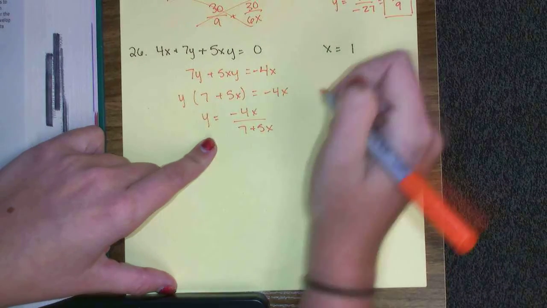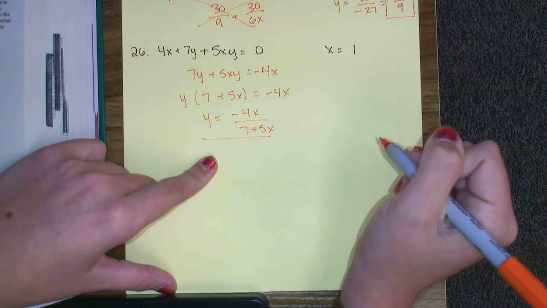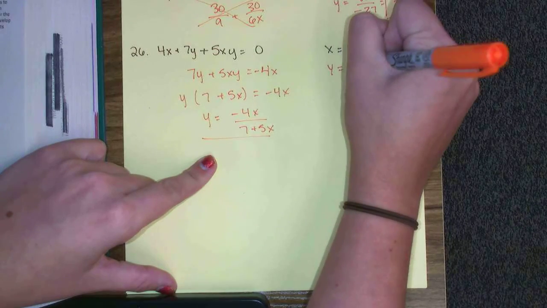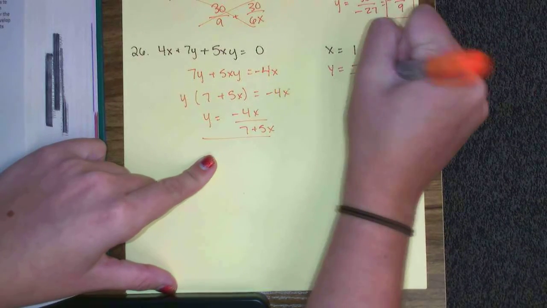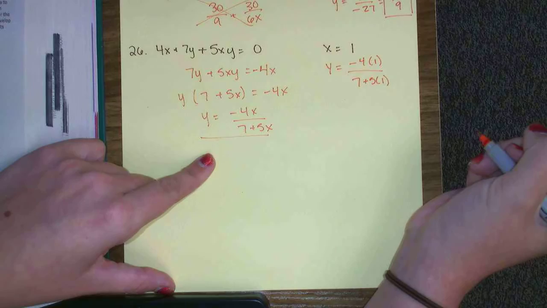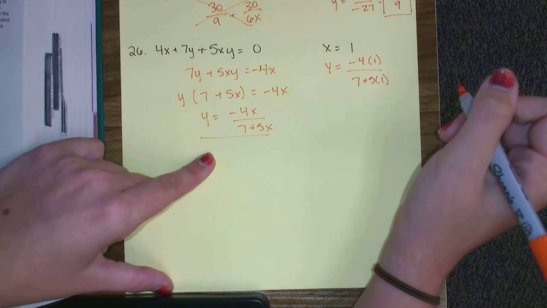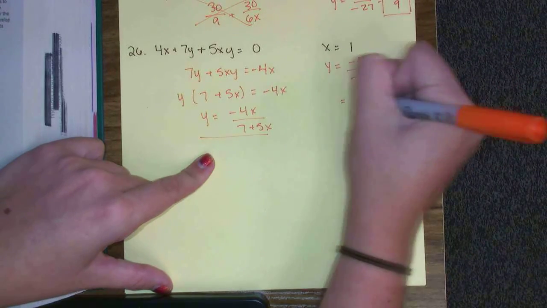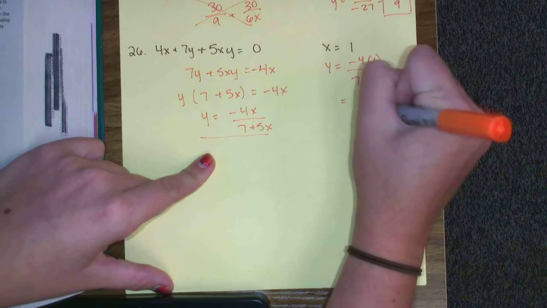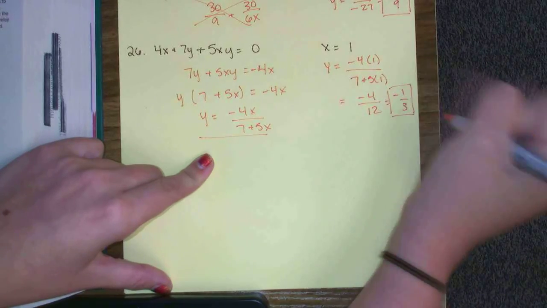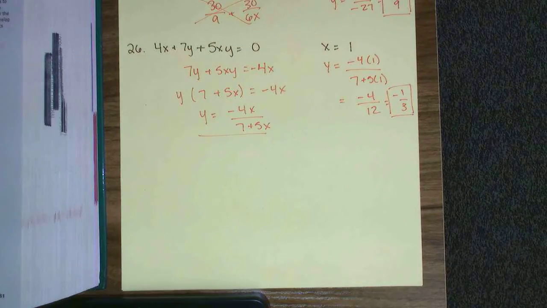So that's the answer. y is equal to, now I come over here and plug it in. Negative 4 times 1 over 7 plus 5 times 1. I'm assuming we're good with the whole plugging in thing, so I can kind of just move through that quickly. So that gives us negative 4 over 12, which is negative 1/3. I'm trying to move through it so you guys have plenty of time to do your problems.